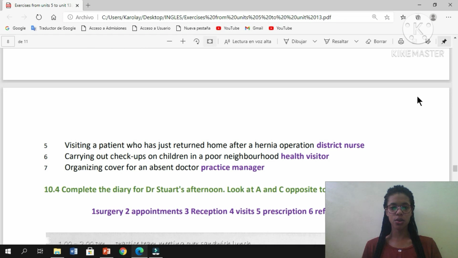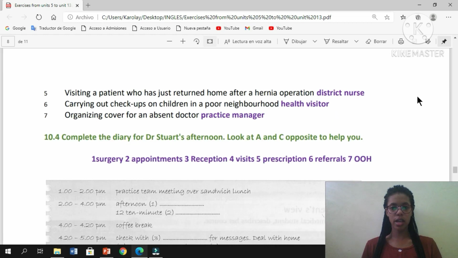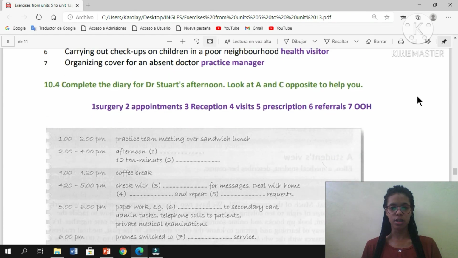Visiting a patient who has just returned home after a major operation. The answer is district nurse. Carrying out checkups on children in a poor neighborhood. The answer is health visitor. Organizing cover for an absent doctor. The answer is practice manager.